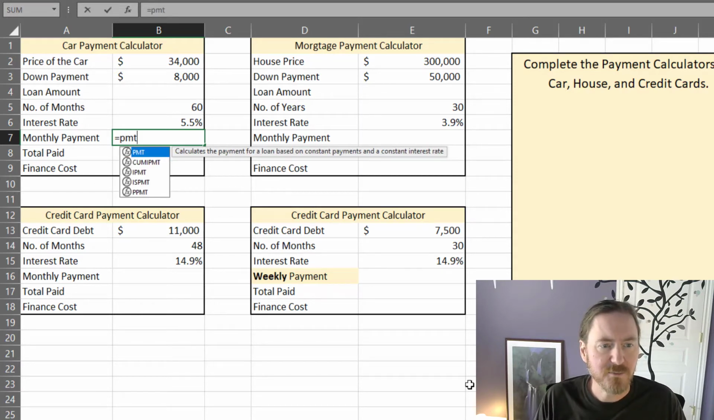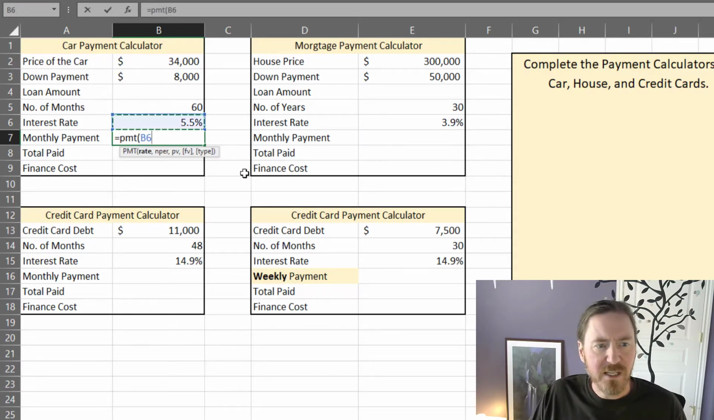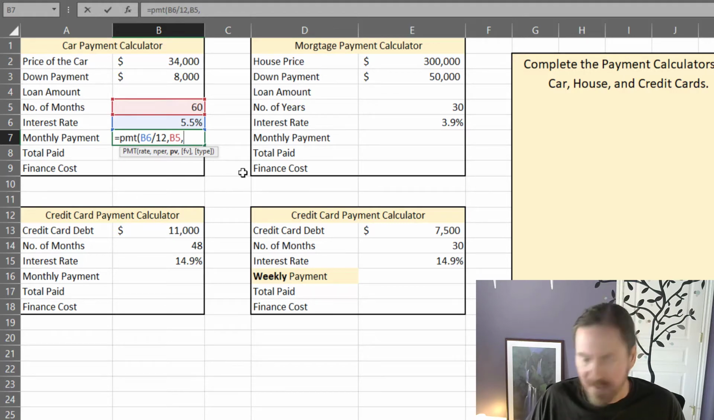Equals PMT, the rate, annual rate, divided by 12 to get a monthly rate, comma, number of periods. This is already in months, so the cell that contains the number of months, comma, present value is going to be the loan amount. Ooh, I forgot to calculate the loan amount, so I got to do that. But I'm going to do a negative version of the cell that's going to contain the loan amount.